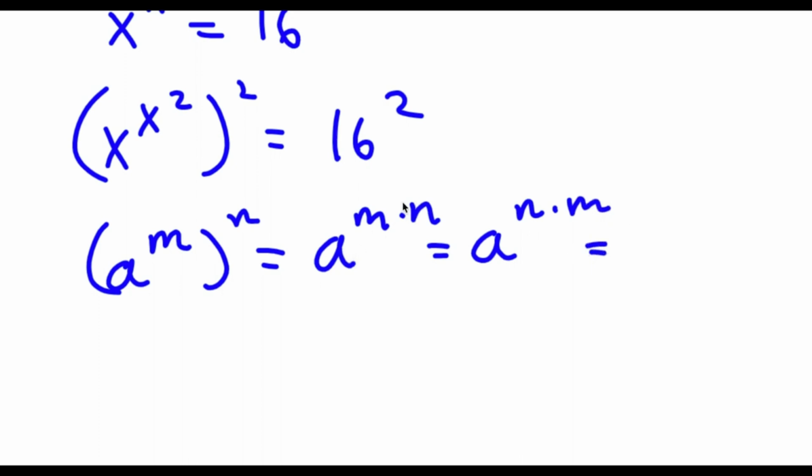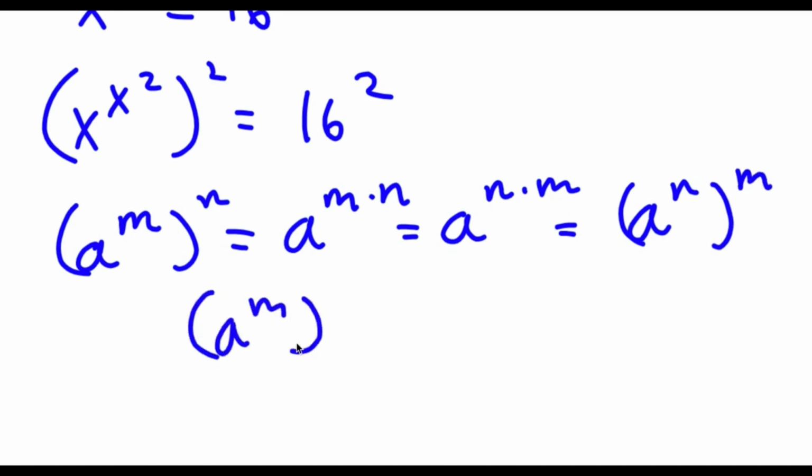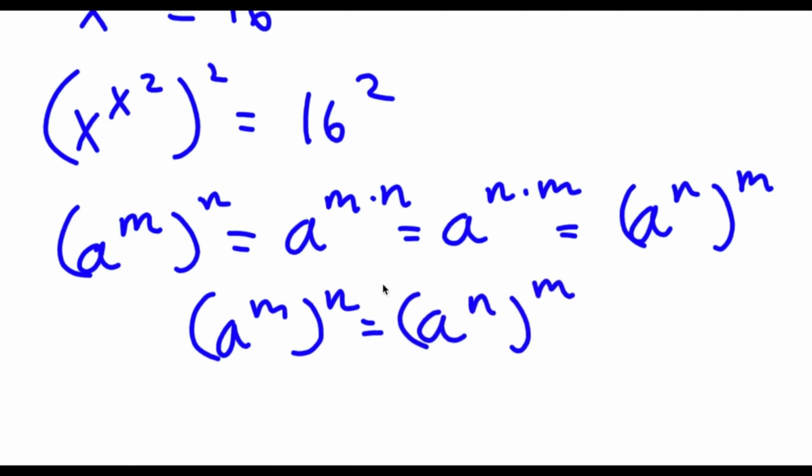So if a to the power of m times n is equal to a to the power of m to the power of n, then a to the power of n times m is equal to a to the power of n to the power of m. So in simpler terms, a to the power of m to the power of n is equal to a to the power of n to the power of m.